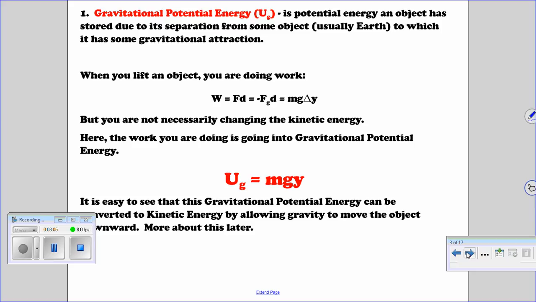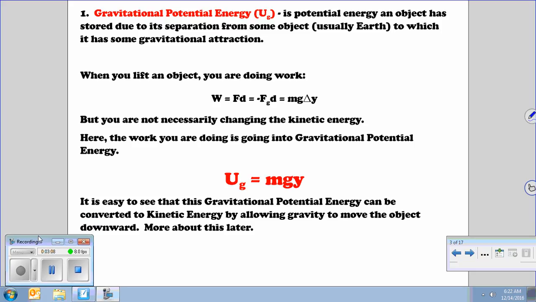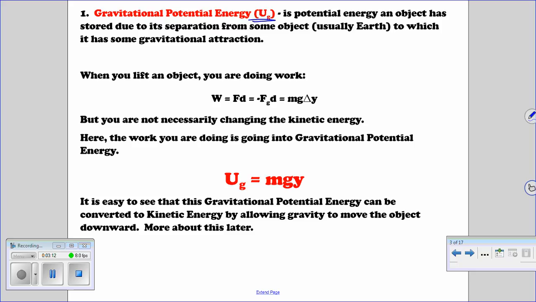So let's talk about the different types of potential energy. The first type we're going to talk about is called gravitational potential energy. We're going to use the symbol UG for it. And that's potential energy that an object has stored due to its separation from some object, usually the Earth, to which it has some significant gravitational attraction.